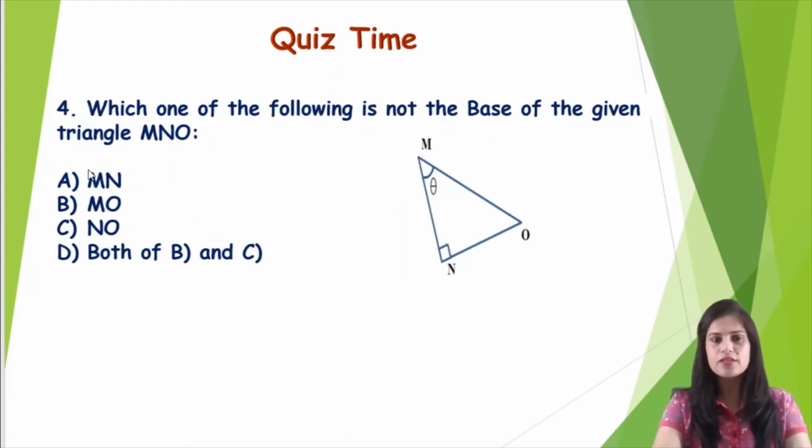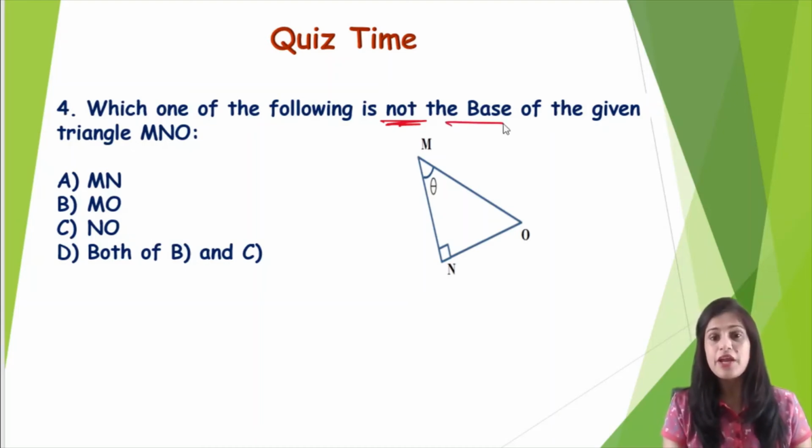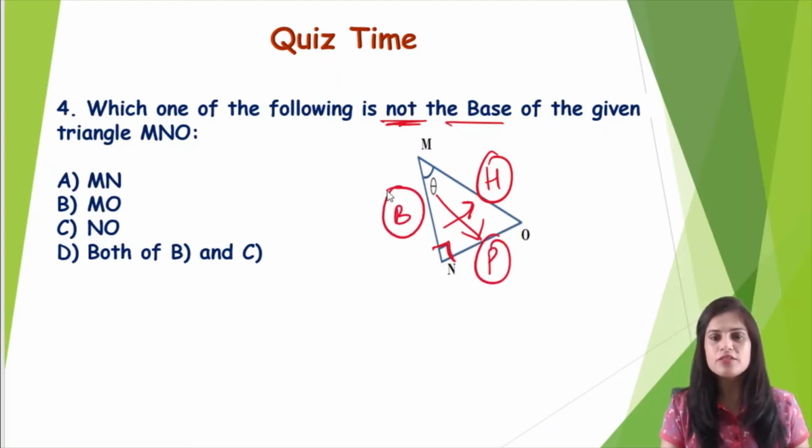Moving to the next. Question 4 now. Which one of the following is not? Yes, this time they are asking for not the base. Every time we have to read the statement very carefully, right? So we are not finding base, we are finding not the base this time of the given triangle MNO. See triangle MNO? This is 90 degree. Opposite to this is hypotenuse. Opposite to theta is, yes, perpendicular, and the remaining one is base.